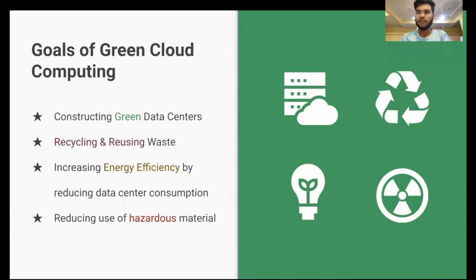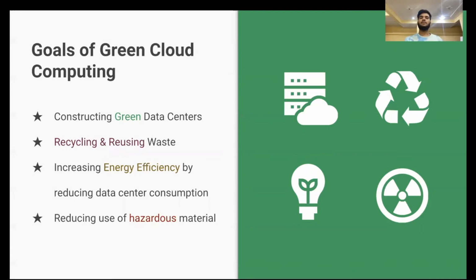This can be done in various ways. For instance, using efficient lighting or efficient energy appliances and using renewable energy instead of non-renewable energy. The second goal was to recycle and reuse waste. Now, the waste that has been created from data centers itself can be reused. For instance, if you have old servers that you need to put down, you can dismantle them and take out parts that can be used in newer versions of the server itself.